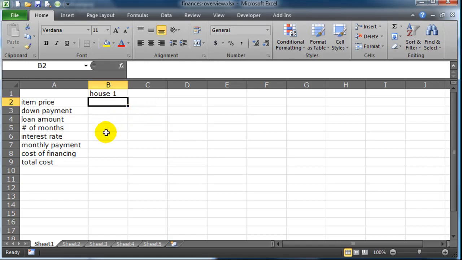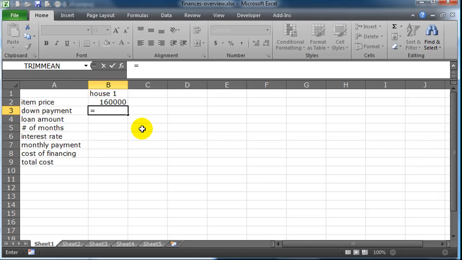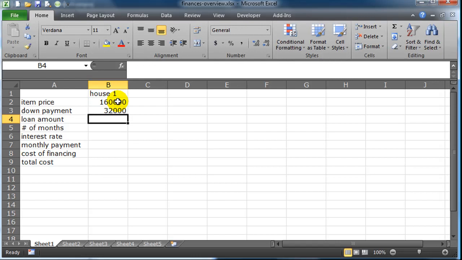So let's see, house 1, I'll go ahead and put down $60,000. The down payment, I'm going to make that a formula. I'll take the price of the house, multiply it by 0.20 for a 20% down payment. The loan amount, let's see, is going to be equal to the price of the item minus the down payment.